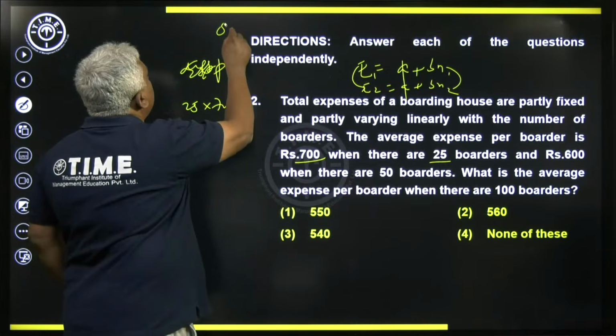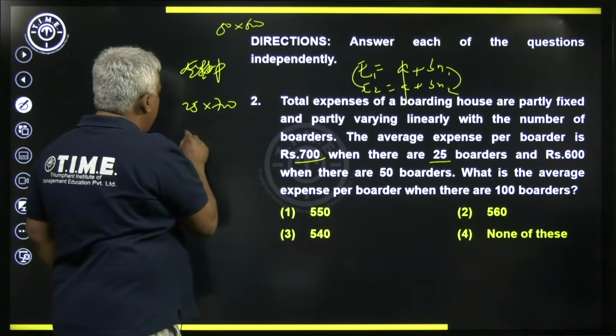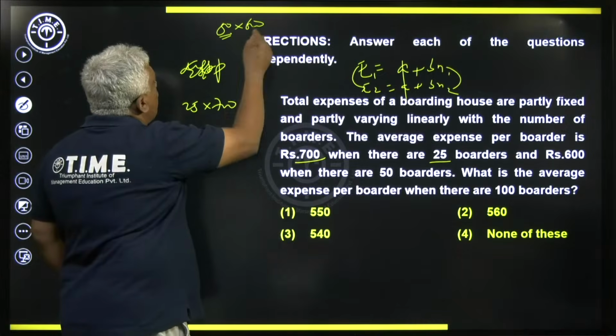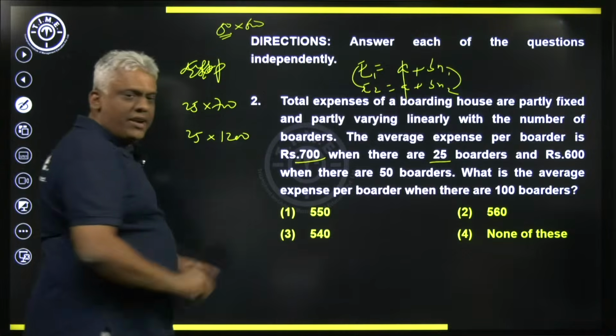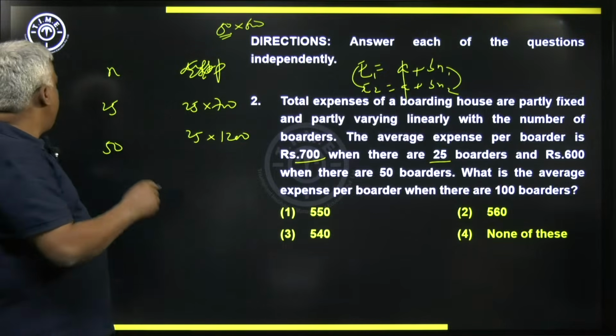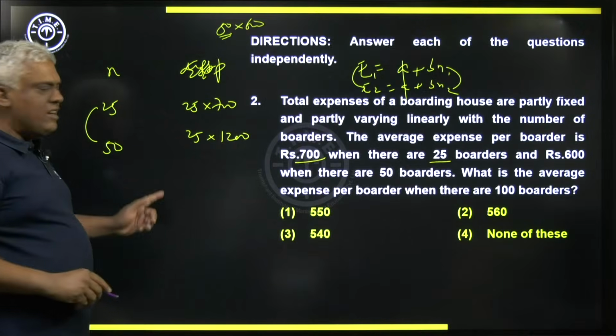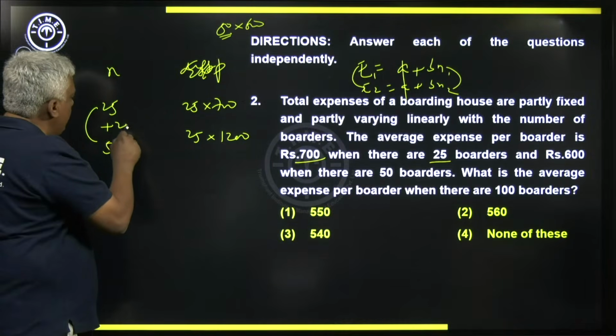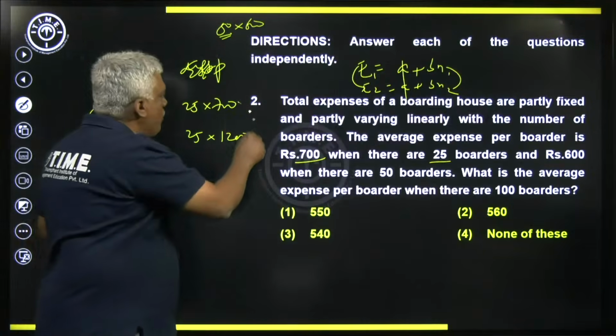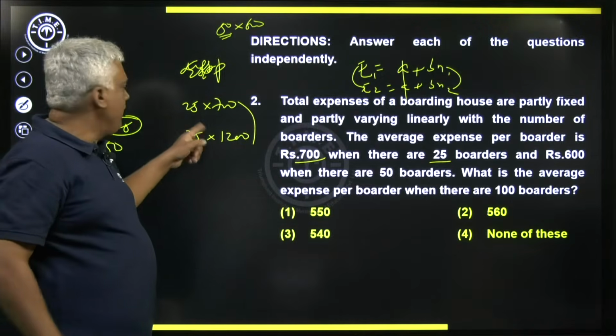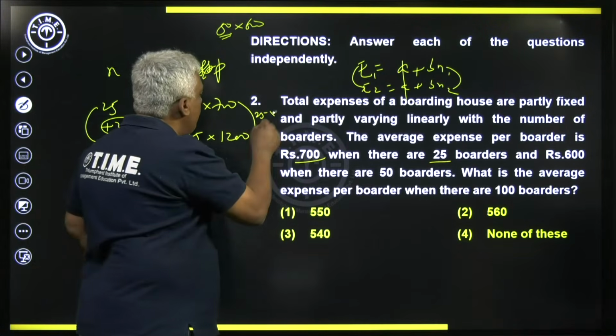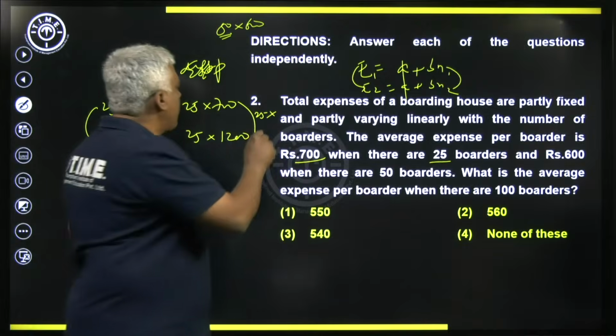Now 50 into 600, I can write as 25 into 1200, I made it half. Why did I do so? Because 25 will be common. Now you see, the number of boarders here increased by 25. So if they are increased by 25 here, this increased by how much? 25 is common, it's increased by 25 into 1200 minus 700, that is 500.